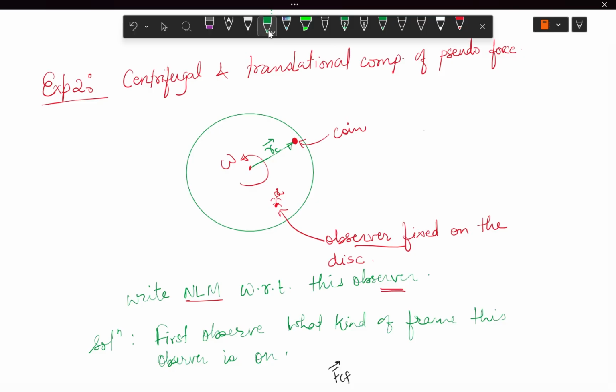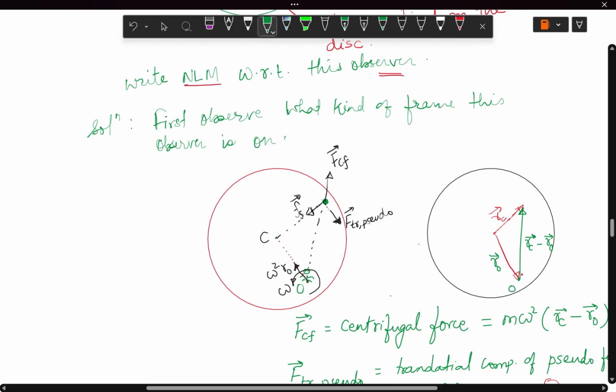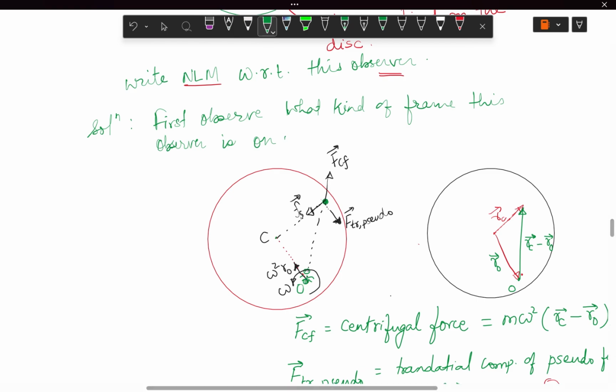Let's see. First, analyze this frame. Is it only a rotating frame, or rotating plus translating? We have to check whether this has some acceleration or not. This observer, since he is fixed, will have acceleration towards the center, the centripetal acceleration, which is nothing but omega square into r naught in this direction. So we can say this is the rotating observer as well as the translating one. He has some linear acceleration, omega square r naught.